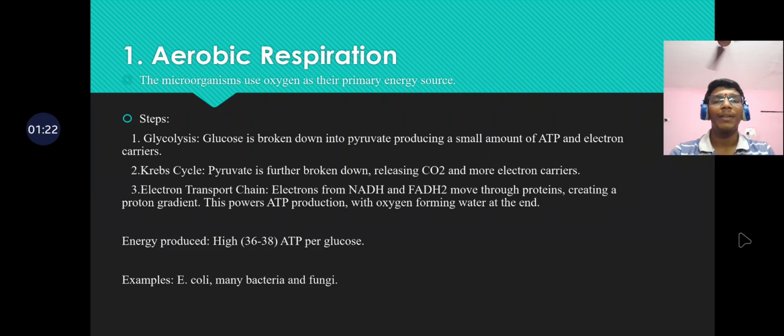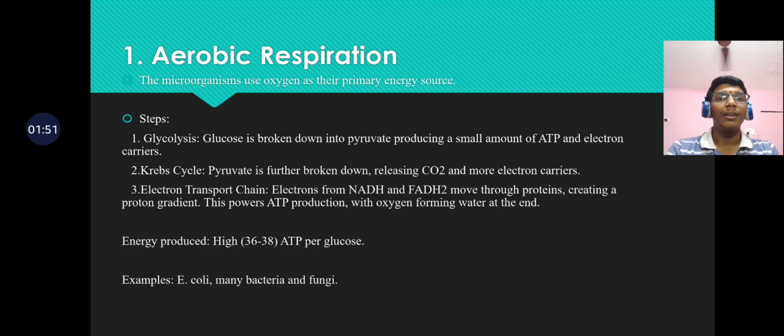Aerobic respiration. This is the most commonly used type of respiration by microorganisms. The majority of microorganisms prefer this type of respiration. So the microorganisms here use oxygen as a primary electron acceptor. Let us discuss some steps which are performed in aerobic respiration.